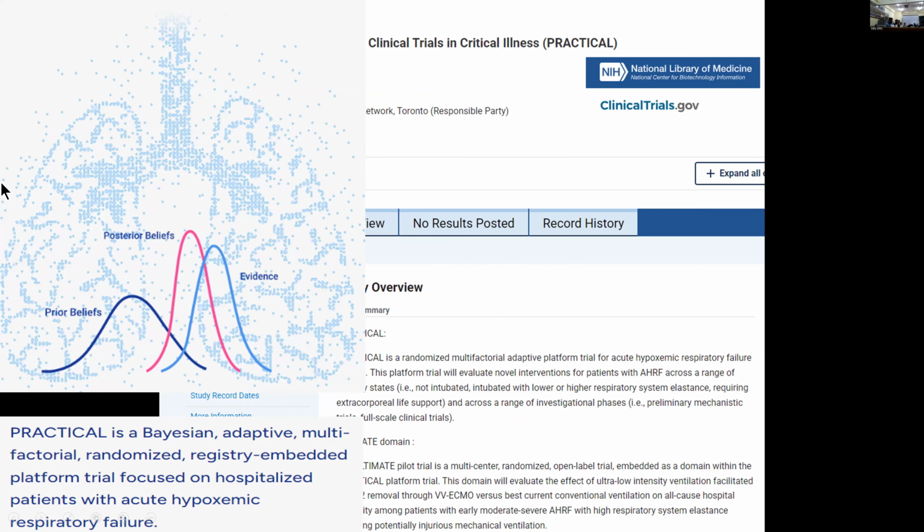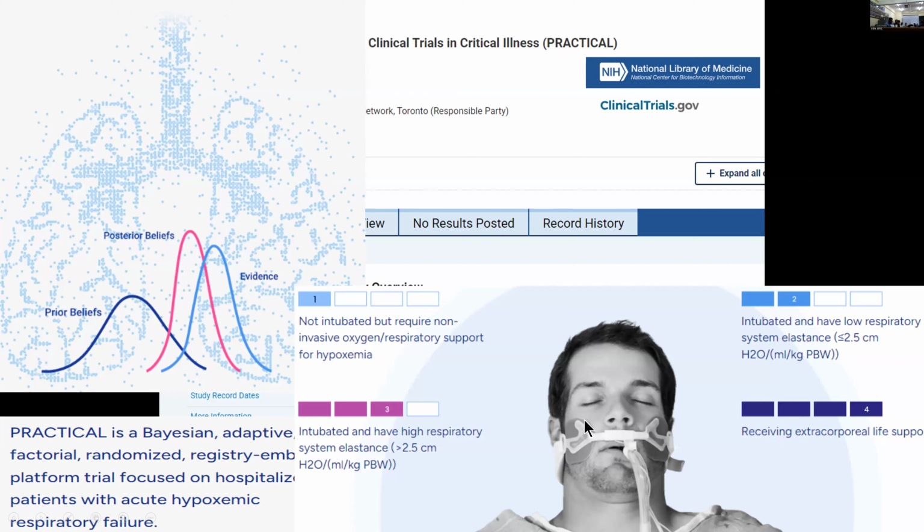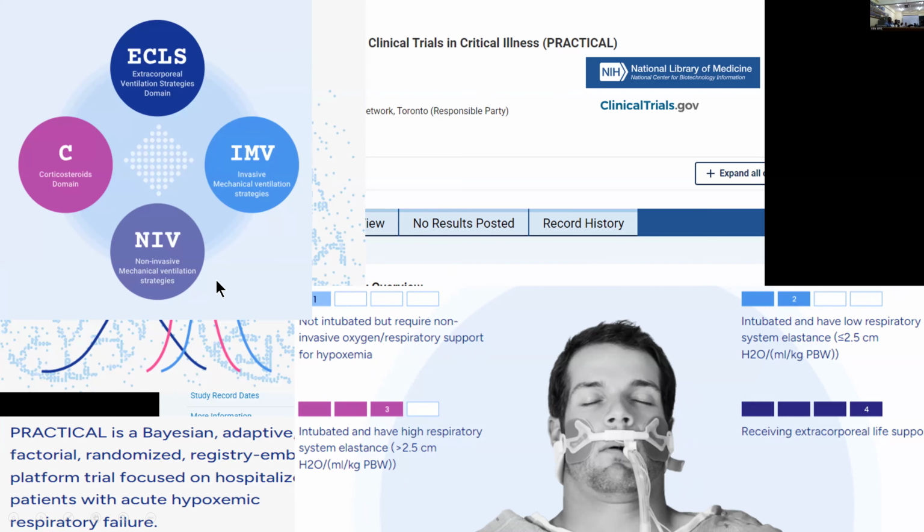That is just the 30-second summary of what a Bayesian trial is, a Bayesian statistical understanding. So there are 4 groups of patients in ARDS: those not intubated but requiring non-invasive ventilation, those intubated with high respiratory elastance, so you can look at the expandability of the lung, those intubated with low elastance, and people on ECMO or extracorporeal oxygenation. So there are 4 subgroups of patients based on some physiology.